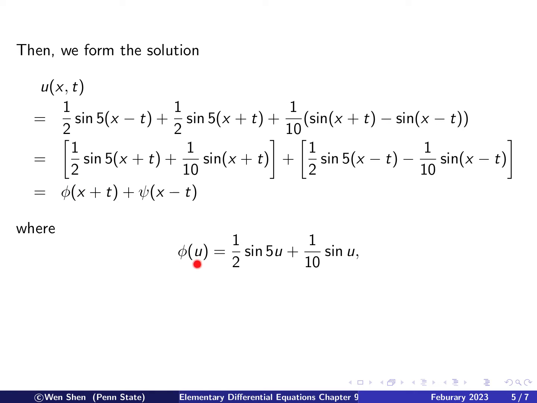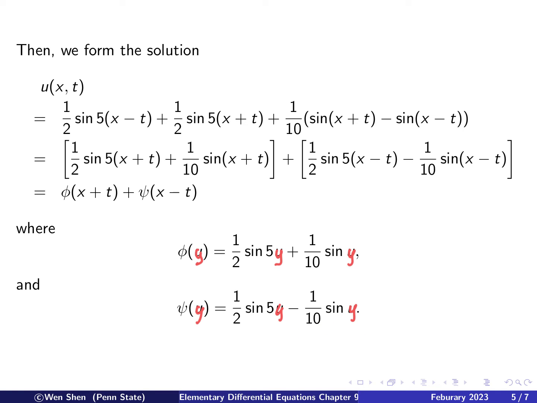So what will be phi of u, where u is just a general variable? Well, you can just replace the x plus t with your u. Okay, sorry, I actually should not use u. It conflicts with that. You can consider it to be y. And the function psi is this one, and it's a function of x minus t. If you want to call it psi of y, then you just replace x minus t with the y, and you identify your function psi.